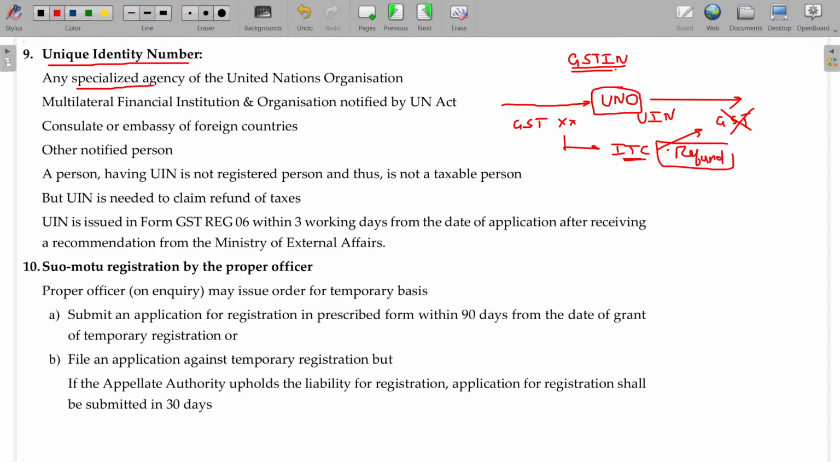Any specialized agency of United Nations organization, multilateral financial institution organization notified by UN Act. One is financial institution and organization and a specialized agency. Embassy, consulate, embassy of foreign countries. Any other notified persons. These are the 4 category persons. Okay. Specialized specified agency of UNO, multilateral financial institution organization notified by UN Act, consulate and embassy.